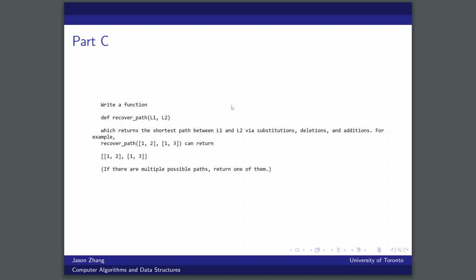And this is probably the most involved part of the question. Basically, the function recover path should return the shortest path between L1 and L2 via substitutions, deletions, and additions. And what the function does is it returns basically all the transformations that we have to do and the sequence of lists that goes from L1 to L2.